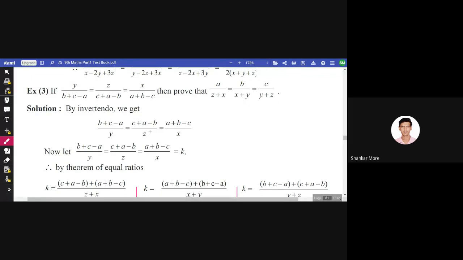The next example. So if y by b plus c minus a is equals to z by c plus a minus b is equals to x by a plus b minus c, then prove that a by z plus x is equals to b by x plus y is equals to c by y plus z. Okay, sorry if I read it in a wrong way, but I hope you understand the question कि हमें दिया क्या है और पूछा क्या है.